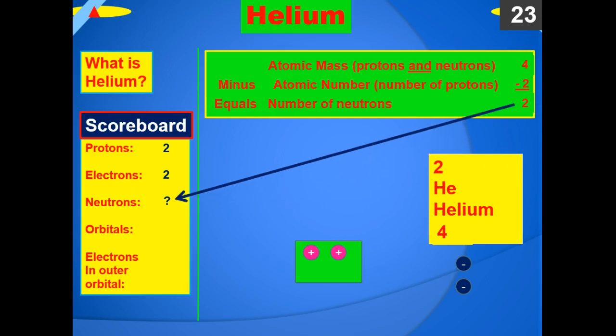Okay, so now we can fill in the neutrons section of the scoreboard and move on and figure out orbitals. We'll go ahead and place the neutrons in there first. And there you go. Now your nucleus is full. It has its 2 protons and 2 neutrons, which is what helium has.